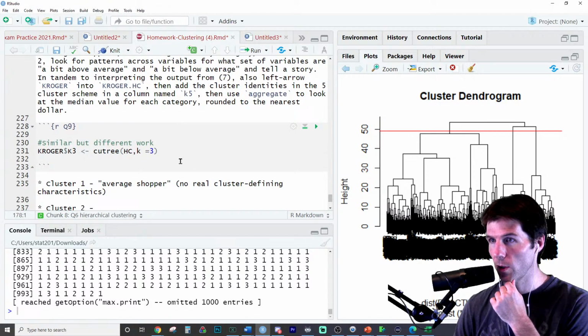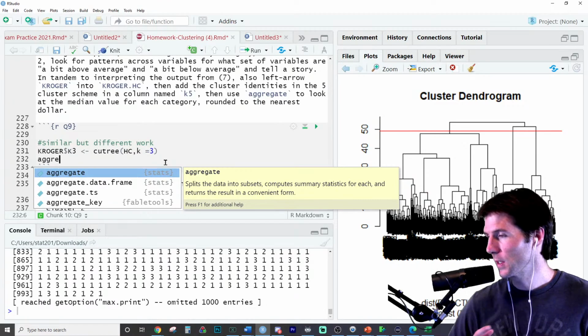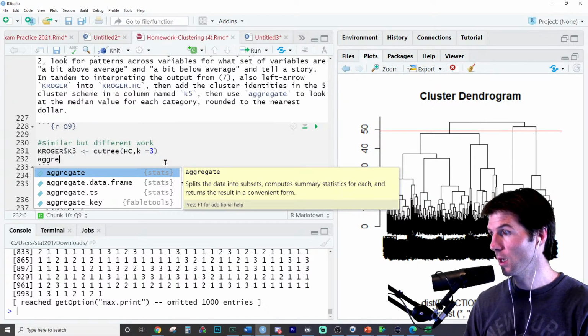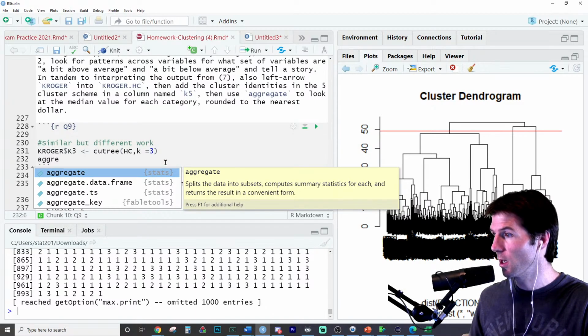And now we want to go here and look at the aggregate. Now, the way aggregate works is it runs a function on multiple instances of y based on some sort of function across x's.